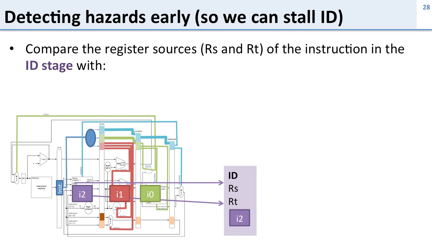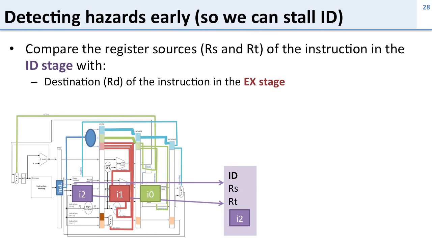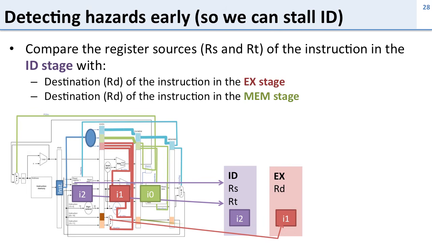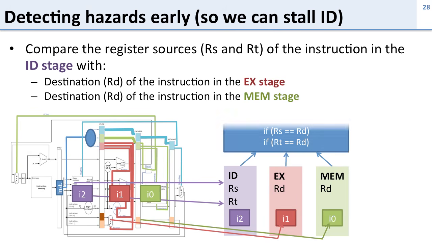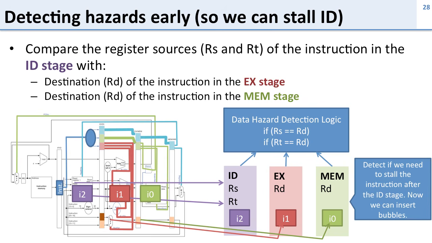So we need to take the source registers of the instruction decode instruction, and we need to compare them to the destination registers of the execute stage and the destination register of the memory stage. When we compare these together, we'll be able to detect if either of the instructions in the next 2 stages is going to write to this instruction's source registers, and that lets us know we need to stall. So by doing this, we can detect if we need to stall in the instruction decode stage and insert bubbles.